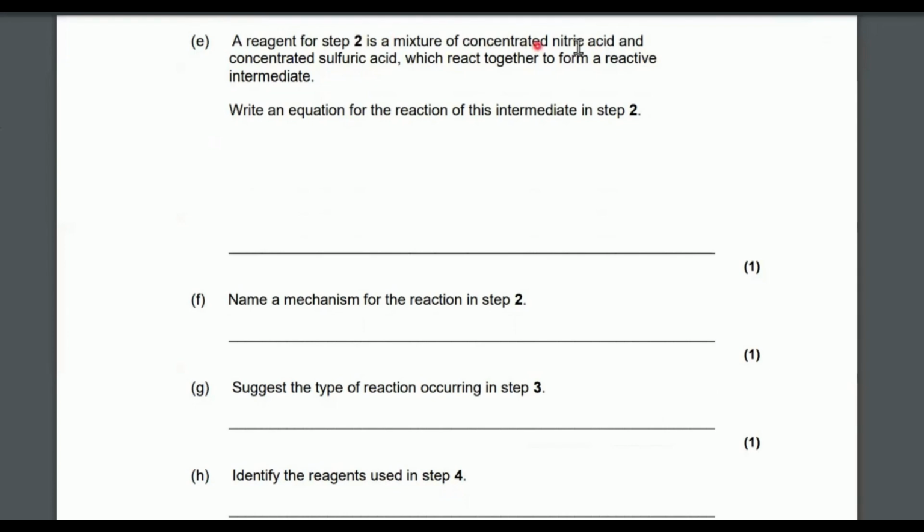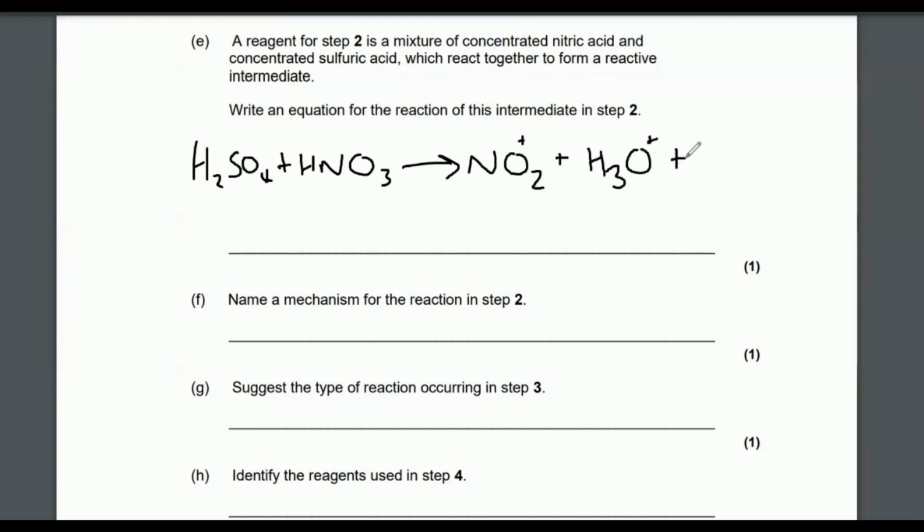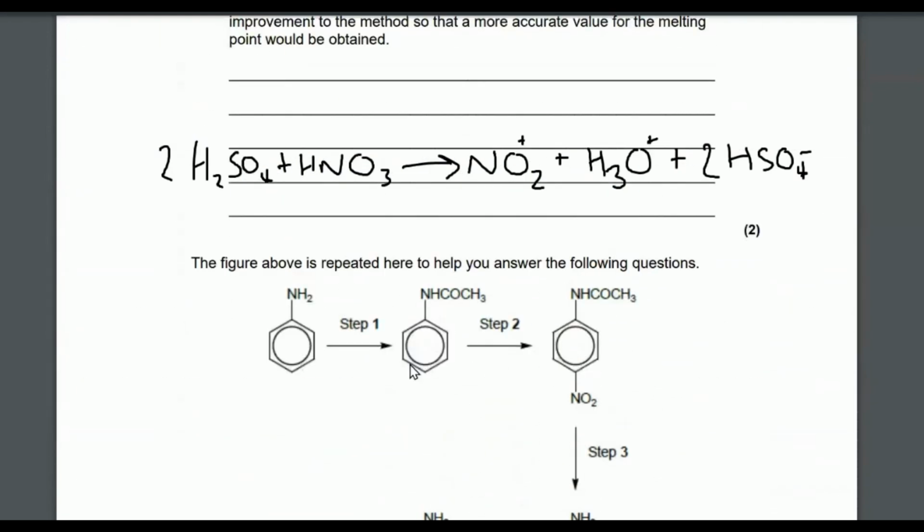We're on E. A reagent for step 2 is a mixture of concentrated nitric and sulfuric acid, which react together to form a reactive intermediate. Write an equation for the reaction of this intermediate in step 2. Oh my days. They are asking us to rewrite the nitric acid and sulfuric acid equation. Dead easy. That forms a reactive intermediate. Well, it's just sulfuric acid plus nitric acid makes the NO2+ plus H3O+, we did this earlier in this pack, plus HSO4-. Balance it up. 2 in front of the HSO4-, 2 in front of the sulfuric acid. Bob's your uncle, Fanny's your aunt. Boom, equation done.